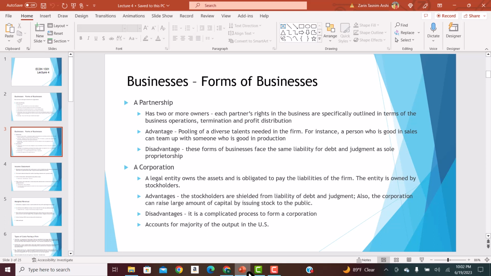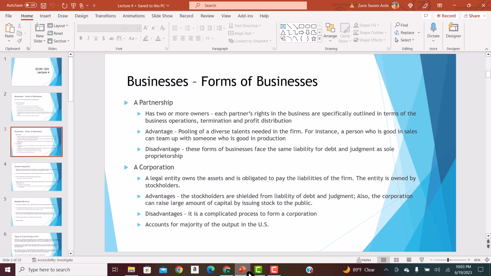One of the disadvantages of partnership is that these forms of businesses face the same liability for debt, loan, and judgment as sole proprietorship. So if a loan goes wrong, all the two or three partners will be equally liable for the default of the loan, and they may have to personally bear the liability. So that's one of the disadvantages of partnership.